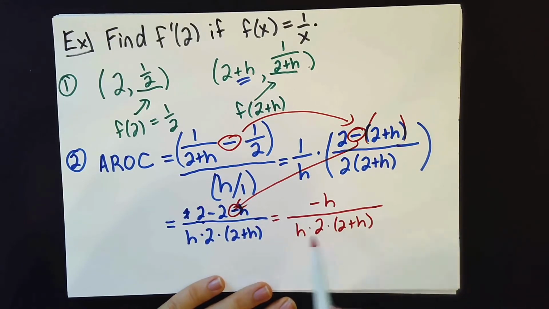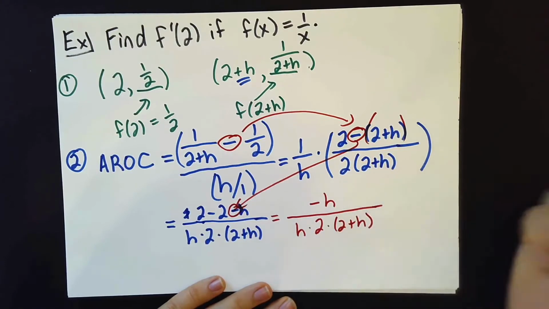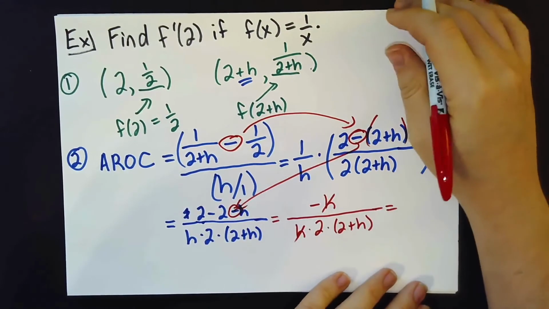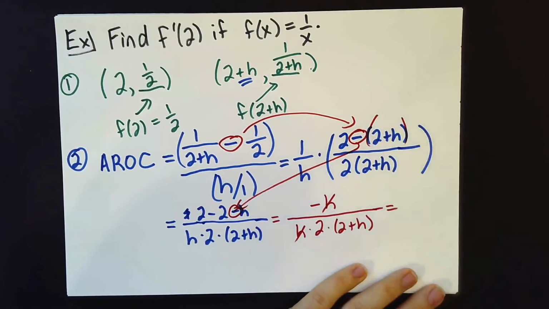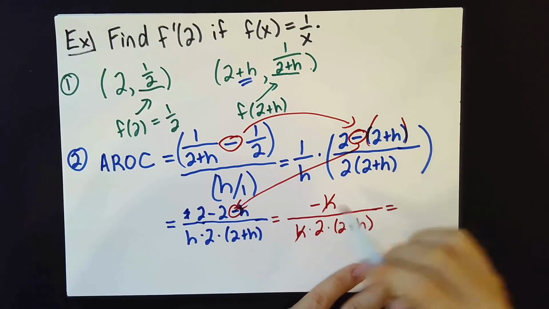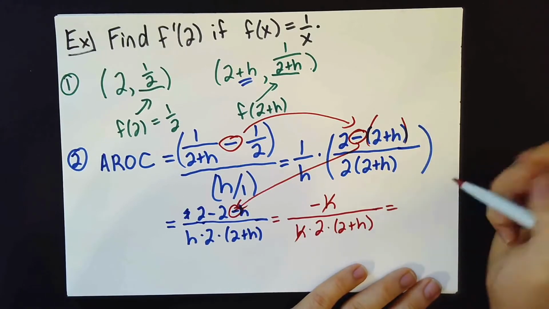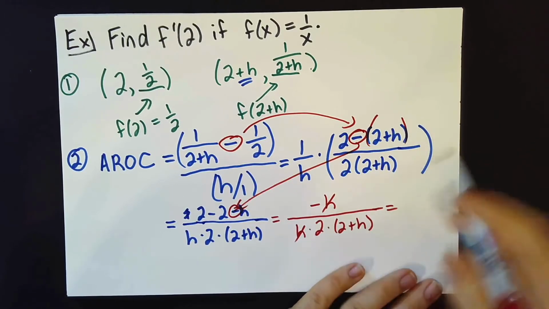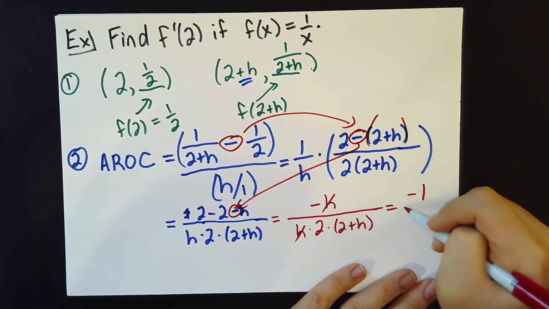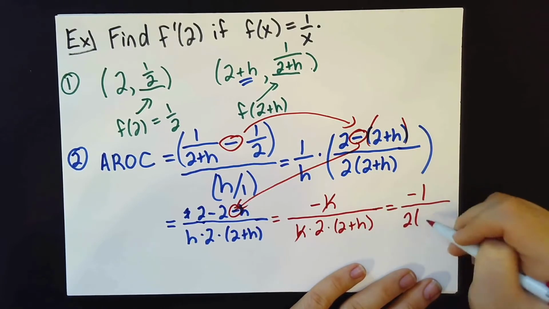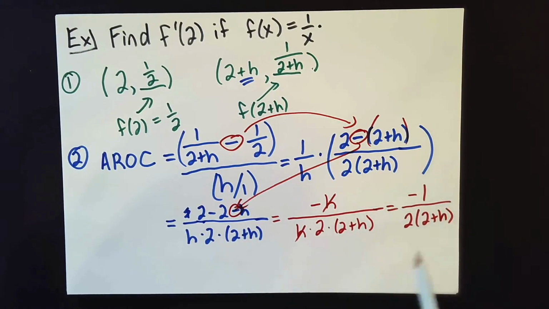But now this h can cancel with this h, because this h is the only thing in the numerator, so I can cancel that h and that h. And then we just have to remember that when we cancel everything from the numerator, what's left is a 1. Or in this case, it's going to be a minus 1 because of that minus sign. So that is my average rate of change.